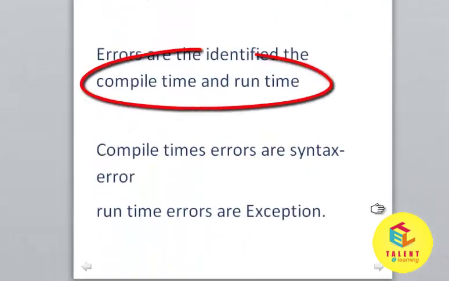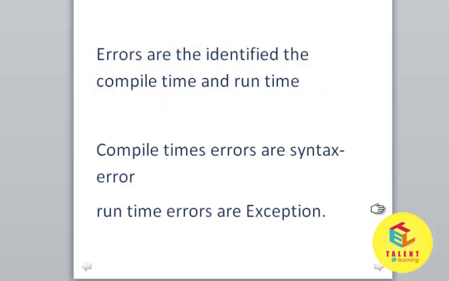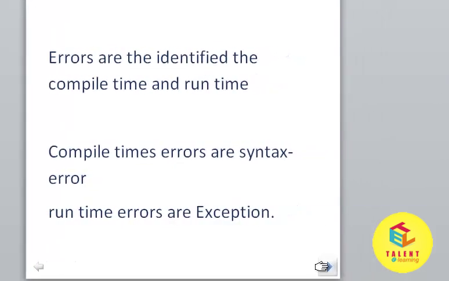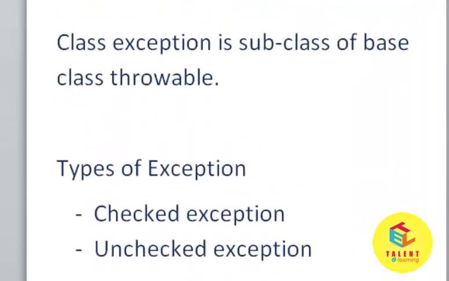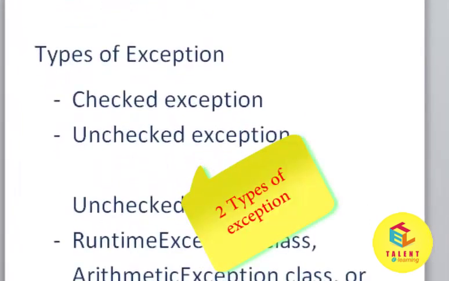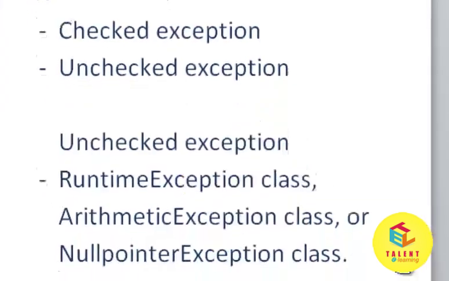There are two types of error, compile time error and runtime error. Compile time errors are syntax errors or compile errors, whereas runtime errors are exceptions. Class Exception is a subclass of the base superclass Throwable. There are two types of exception, checked exception and unchecked exception.